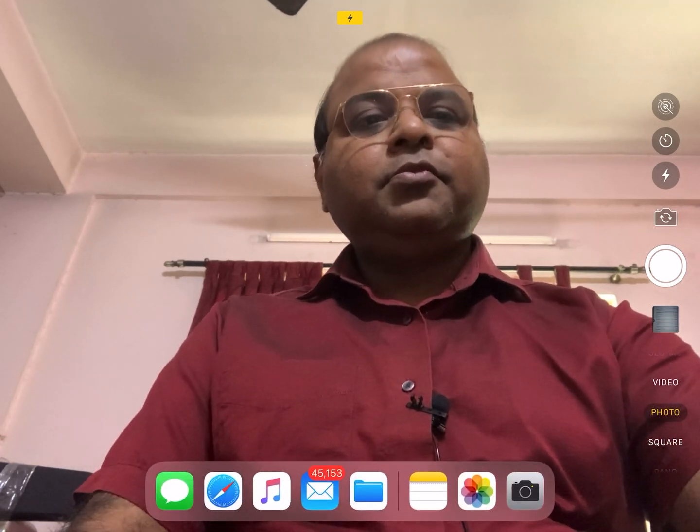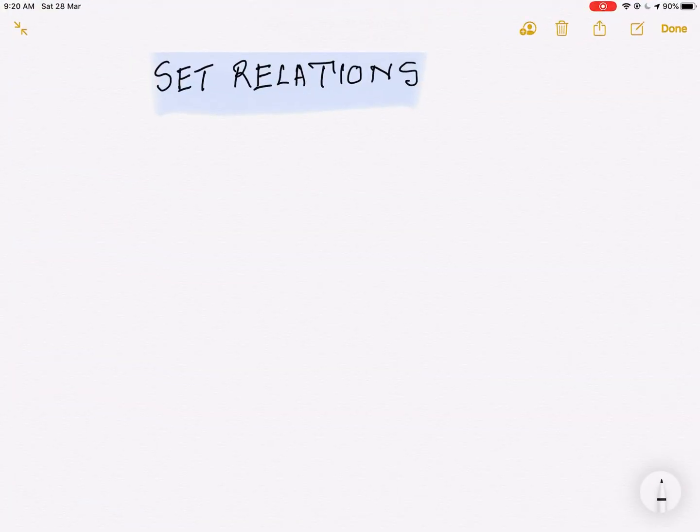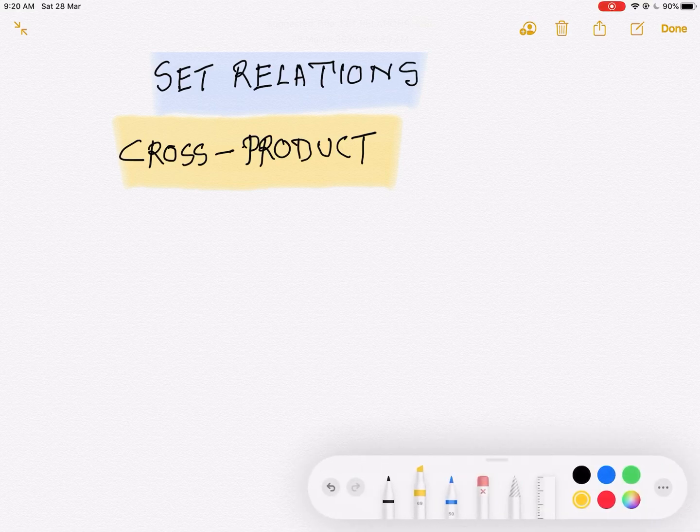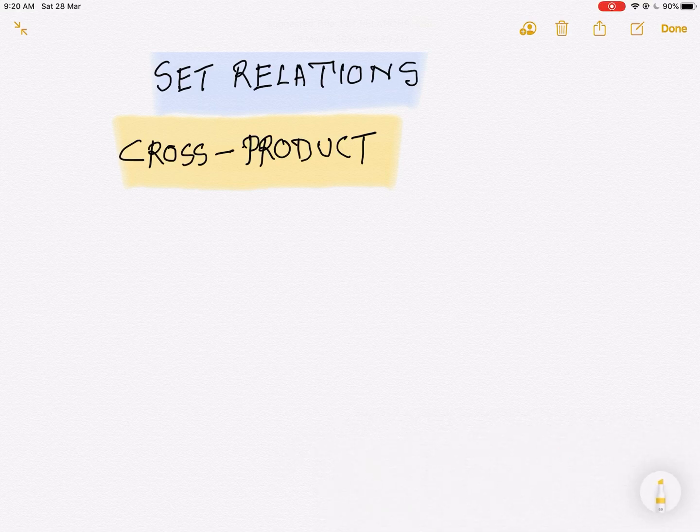Now before going deep into this concept, students must have some basic idea about the cross product or Cartesian product between two sets. So let me take you to my note application. So here, let us start with the concept of cross product of two sets, often also known as Cartesian product between the sets. This is a very important concept which everyone must understand if they want to grasp a detailed concept on set relations. So what we mean by cross product of two sets is simply to multiply two sets.